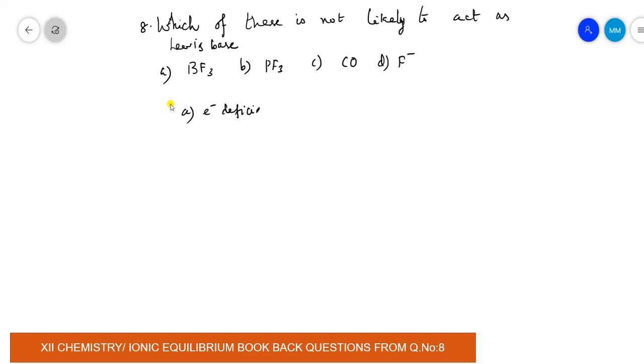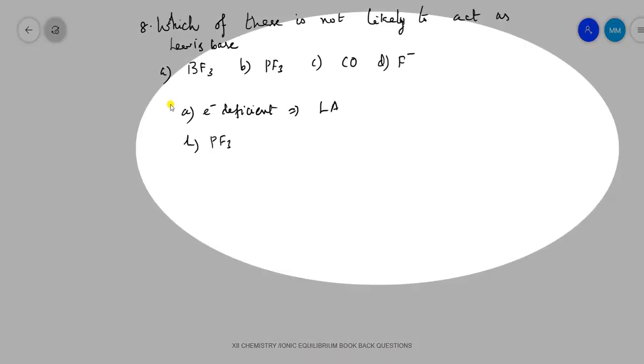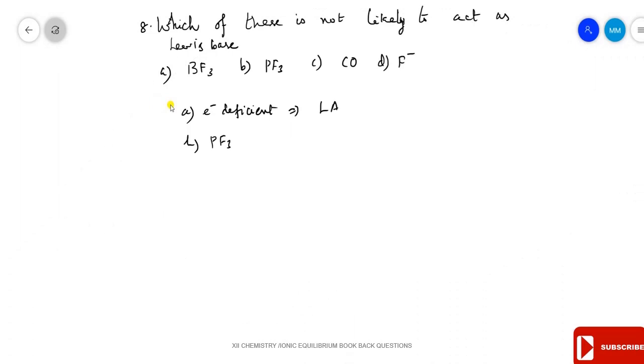It is electron deficient and so it acts as a Lewis acid. And B, phosphorus trifluoride, is an electron-rich species. Excess electron density is present due to the lone pair of electrons. It behaves as a Lewis base. These two have been discussed in the previous question.